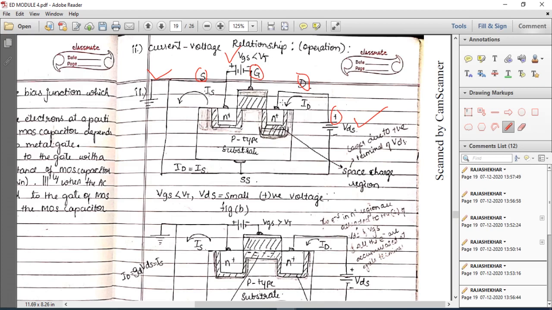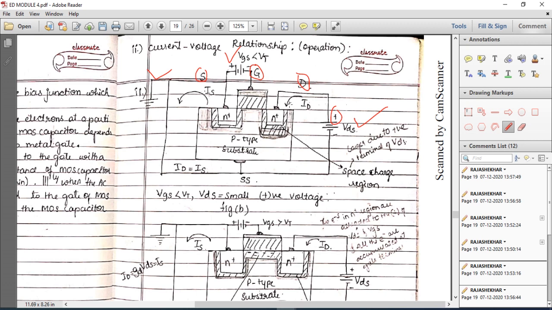The gate terminal is at negative potential because the negative terminal is connected to the gate. Whereas the drain terminal is at positive potential because the positive voltage is connected to the drain, whereas the source is connected to the ground. So under such a scenario, how does it work? That is what we are going to discuss.